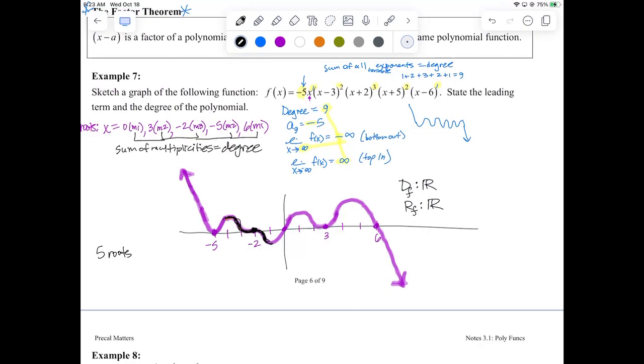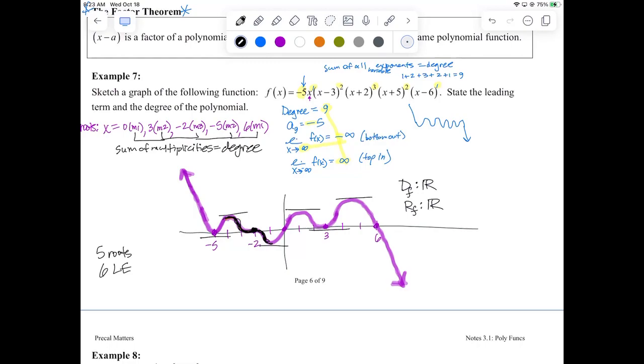How many local extrema do we have? We have 1, 2, 3, 4, 5, 6. Is that a legal number? Yeah. For an odd degree like 9, it has to have an even number of turning points. An even number. Yeah.